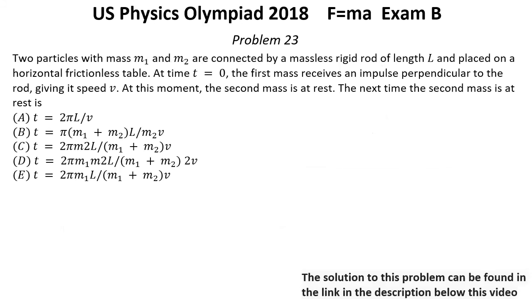Problem number 23. Two particles with mass m1 and m2 are connected by a massless rigid rod of length L and placed on a horizontal frictionless table. At time t equals 0, the first mass receives an impulse perpendicular to the rod, giving it speed v. At this moment the second mass is at rest. The next time the second mass is at rest is next one.